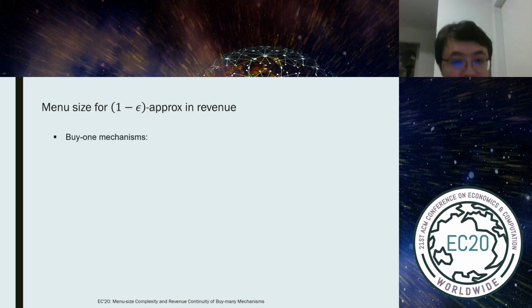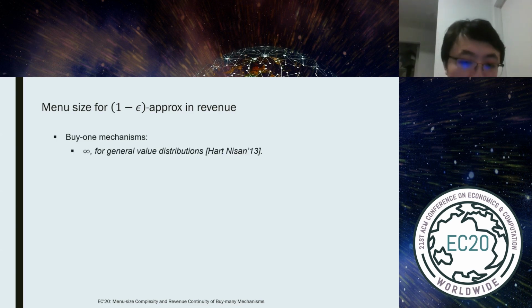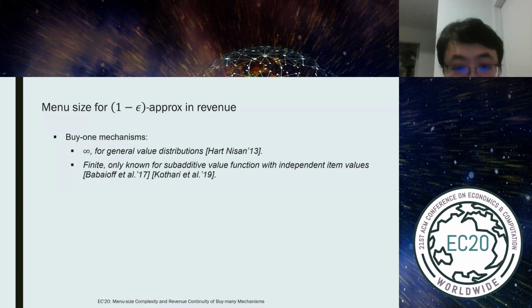For by-one mechanisms, as we mentioned before, it's known that no mechanism with finite menu size can achieve this. And finite menu size is only known to be enough for getting near optimal revenue when the buyer has a specific value structure, such as a sub-additive valued buyer with independent item values.